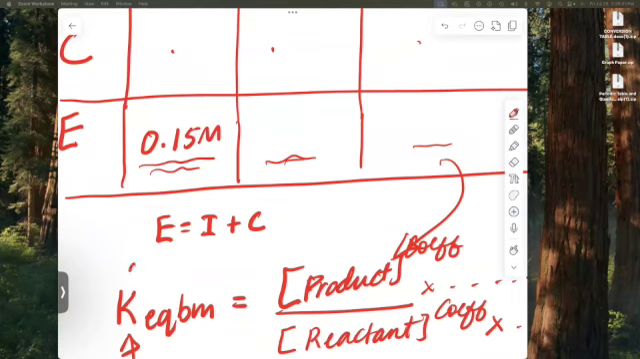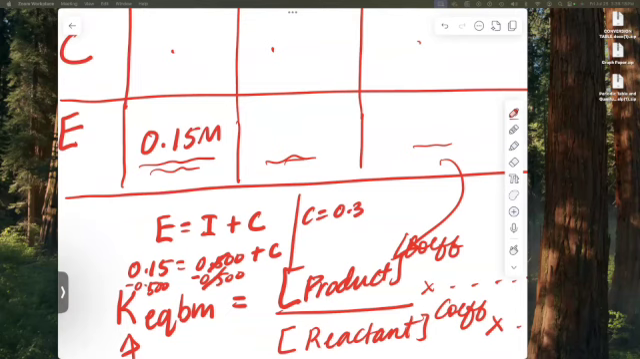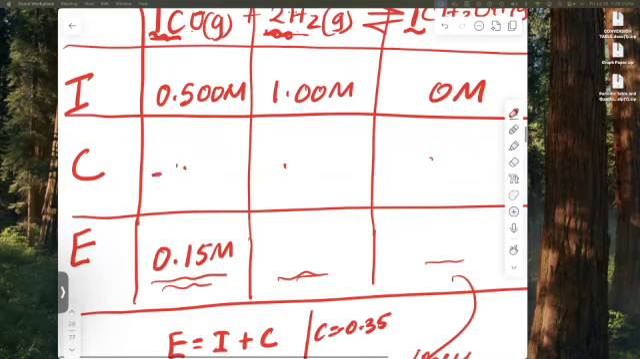Let me do this over. So we got 0.15 left over, and we started with 0.500. So what is the change? When you subtract 0.1500 from both sides over here, we end up with the change being negative 0.35, right? So here we put negative 0.35 molar.